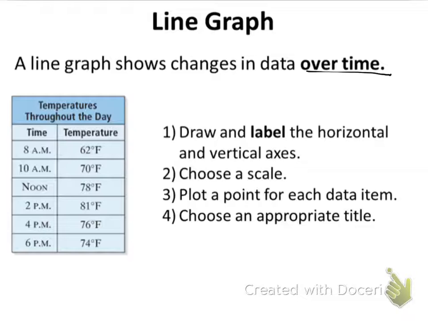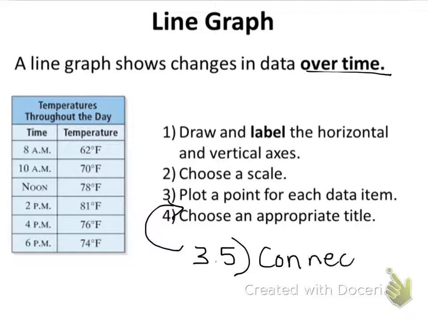Our first step is to draw and label the horizontal and vertical axes. Then we're going to choose a scale, plot a point for each data item. But actually there should be another step in here. Let's cross out this 4, or we'll just put up here, step 3 and a half, or 3 1/2, is to connect each data item with a line.